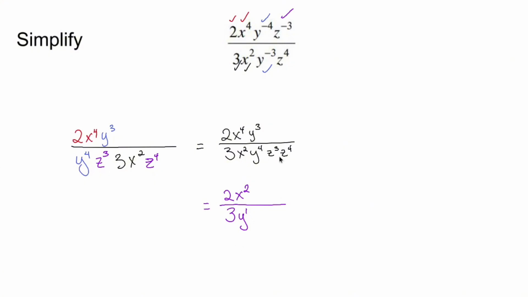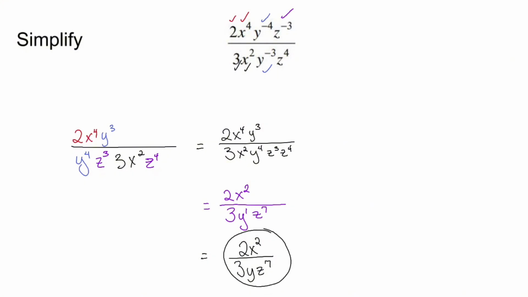Now when they're next to each other, when multiplying terms of the same base, all you have to do is just add the exponents. So 3 plus 4 is 7. So z to the 7th power. So cleaning this up just a little bit, I have 2x squared in the numerator, 3y to the invisible 1, z to the 7th in the denominator.